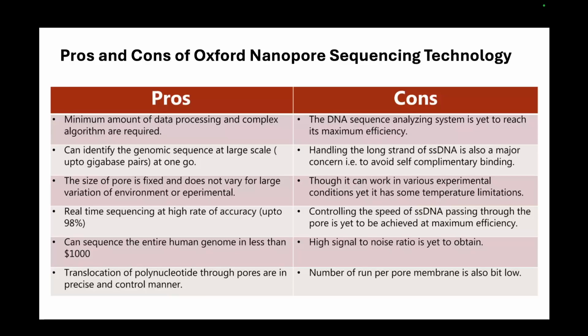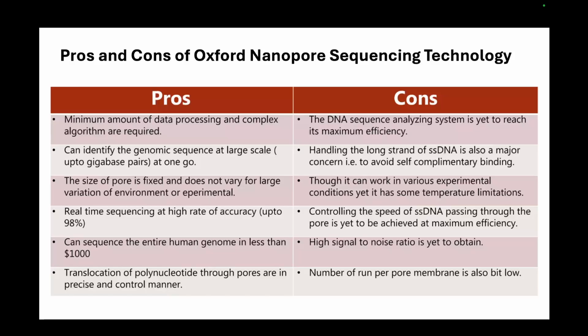So controlling this is important because you do not want the complementary binding inside the pore, as this will hamper your ability to read the whole sequence. Controlling the speed of ssDNA passing through the pore is yet to be achieved at maximum efficiency. A lot of work is being done on that as well. And a high signal to noise ratio is yet to be obtained. We do not have a high signal to noise ratio for Oxford Nanopore technology.